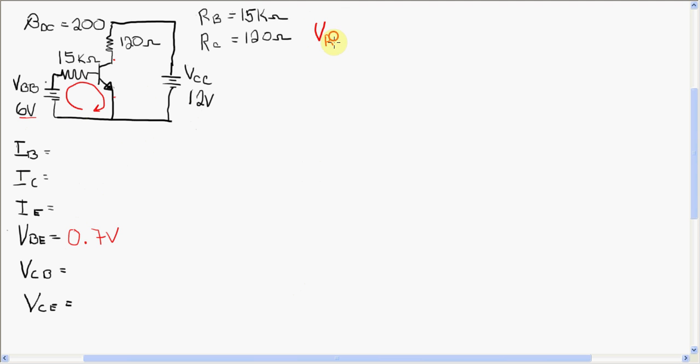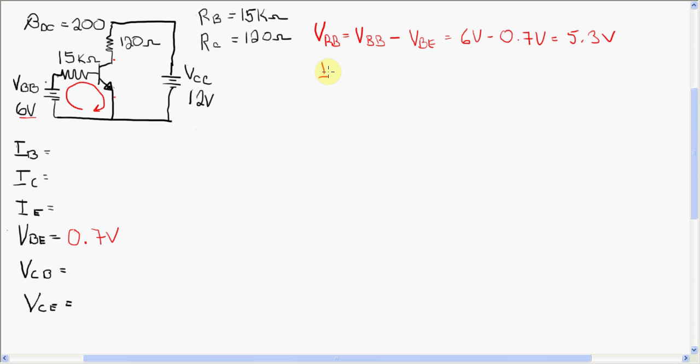Knowing that's 0.7 of a volt, looking at this loop, we can make the statement that VRB is equal to VBB, so that's this supply voltage here, minus that 0.7. In other words, 0.7 is lost on the base-emitter junction. The remainder is going to be on the base resistor. So VBB minus VBE is 6 volts minus 0.7 volts, which equals 5.3 volts. That's pretty straightforward, I think.